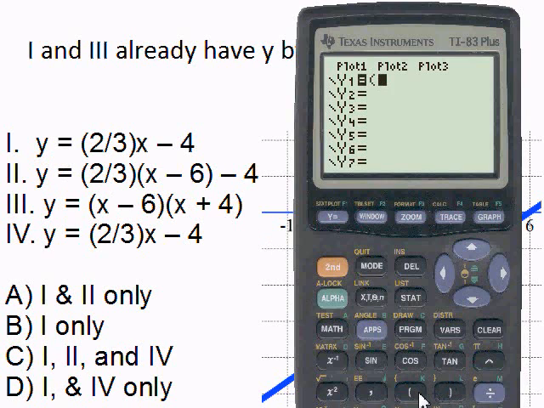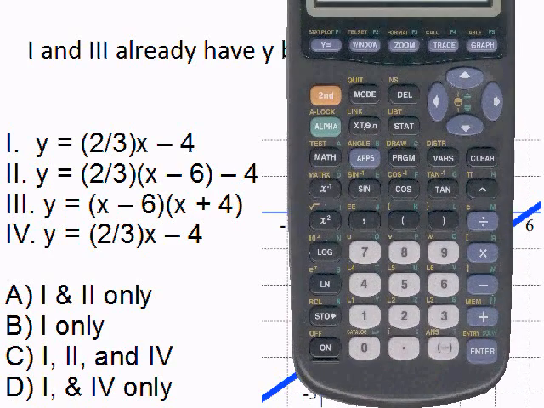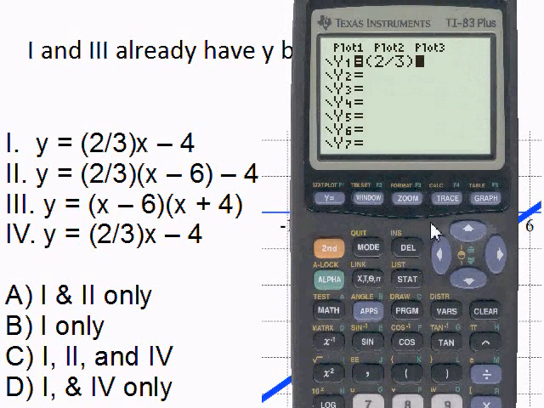So number 1, we're going to see if 1 is a match. We're going to type parentheses, which is below the cosine button, 2 divided by 3, parentheses. To get the 2/3, your calculator thinks fractions are division, which they kind of are. So you're going to go parentheses 2 divided by 3, parentheses. Type your x, which is next to the green alpha button. Type minus 4. And then you're going to go ahead and hit the graph button.